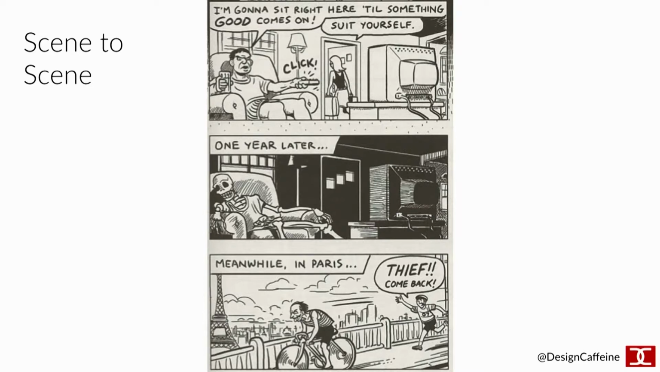In this case, for example, this person says, "I'm going to sit right here till something good comes on." And his wife or girlfriend walks out the door and says, "Suit yourself." And so 1 year later, he actually turned into a skeleton because nothing ever good comes from a television, unless, of course, you're watching our video. In this case, it is really good. So obviously, he didn't have access to it. And then, meanwhile, in Paris, Thief come back.